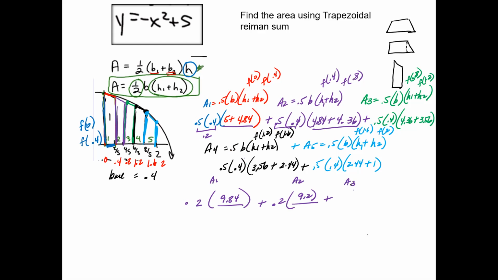Now let's go into the third area. 0.5 times 0.4 is 0.2. 4.36 plus 3.56 is going to give me a 7.92. 0.5 times 0.4 is a 0.2. However, 3.56 plus 2.44 is going to give me a 6. Your fifth area is going to be a 0.2 and then 3.44.